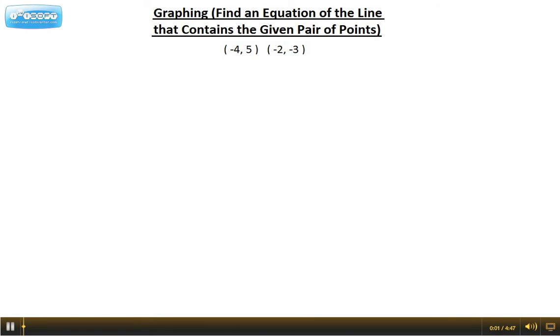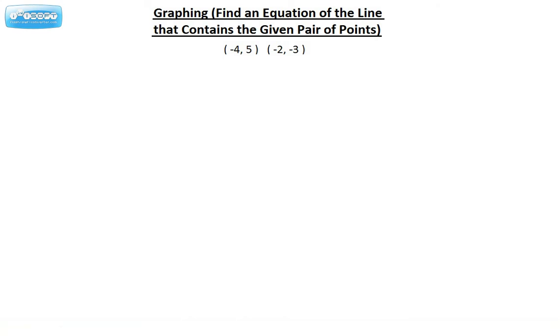In this tutorial, we're going to find an equation of the line that contains the given pair of points, (-4, 5) and (-2, -3). First, put the two ordered pairs in the slope formula and find the slope. I've labeled these ordered pairs x sub 1, y sub 1, x sub 2, and y sub 2. It doesn't matter which one is the ones or the twos, but just be consistent.